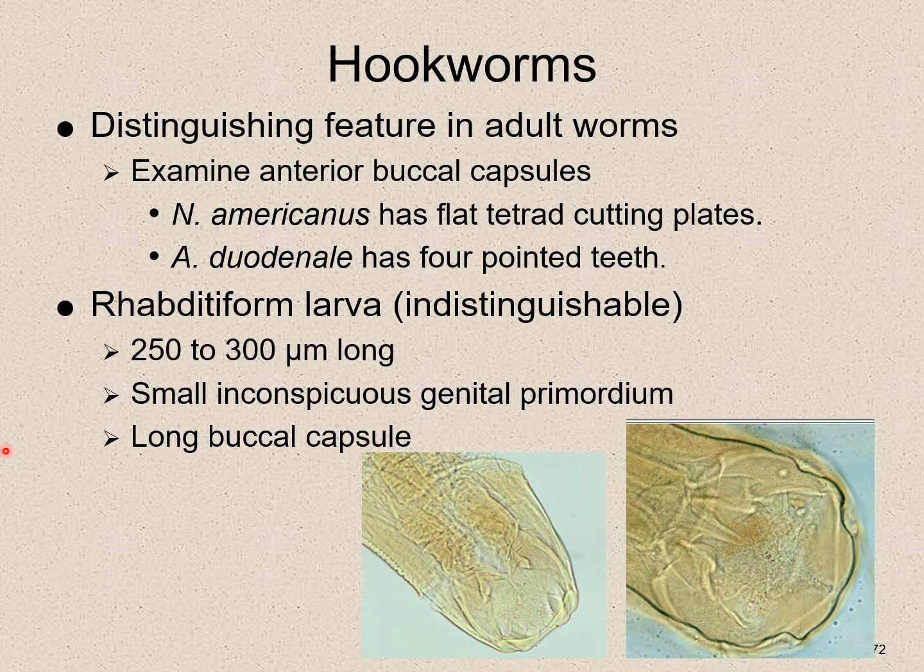Aside from the eggs being indistinguishable, the rubidiform larva also cannot distinguish the species, and it measures 250 to 300 micrometers long, in which a small and inconspicuous genital primordium may be observed, and a long buccal capsule. The adult worms, as mentioned before, are what can be distinguished to species.